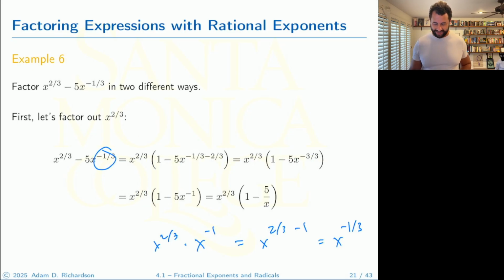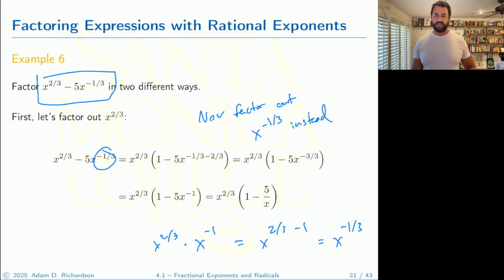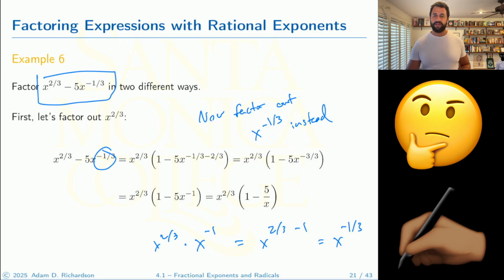Now, that being said, the next thing I want you to try is to factor out x to the -1/3 instead. So go all the way back to the original, and I want you to factor out x to the -1/3 and see what you get. Okay, think about it and then work it out, and we'll do it together.